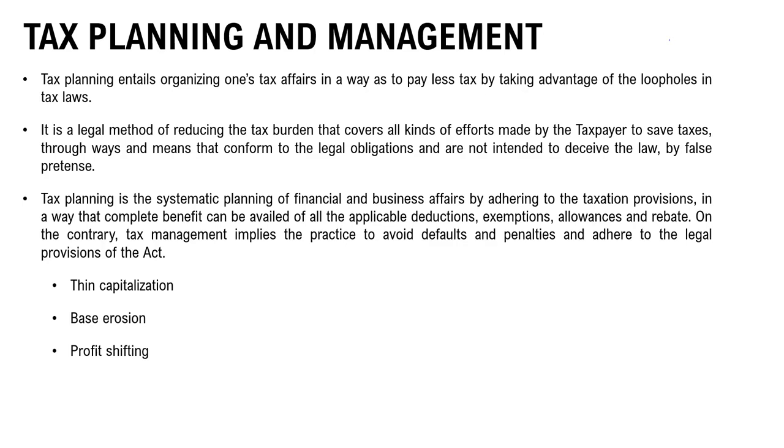Then tax planning is also the systematic planning of, like I said, financial and business affairs by adhering to the taxation provisions in a way that complete benefits can be availed of all applicable deductions. So what this simply means is that you are taking advantage of deductions, exceptions, allowances, and rebates. So the government knows that they want you to be tax compliant. So they will do things that will ensure that, yes, they will give you deductions, exceptions, allowances.